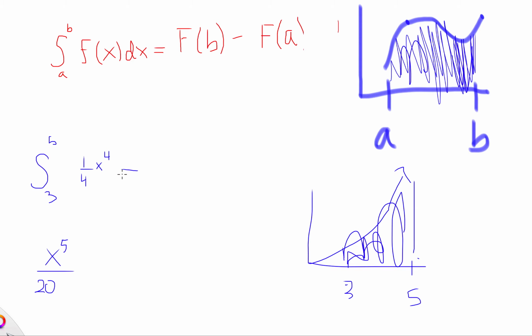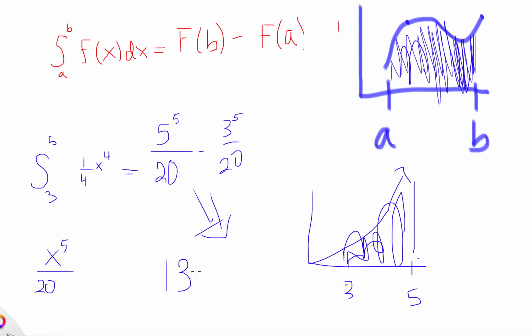Okay, so now that we have the antiderivative, we can just plug in 5 to the 5th power over 20 minus 3 to the 5th power over 20. Plug that into your calculator. What are you going to get? You're going to get 136. So that is the area under the curve of the graph 1/4 x to the 4th power from point 3 to point 5.